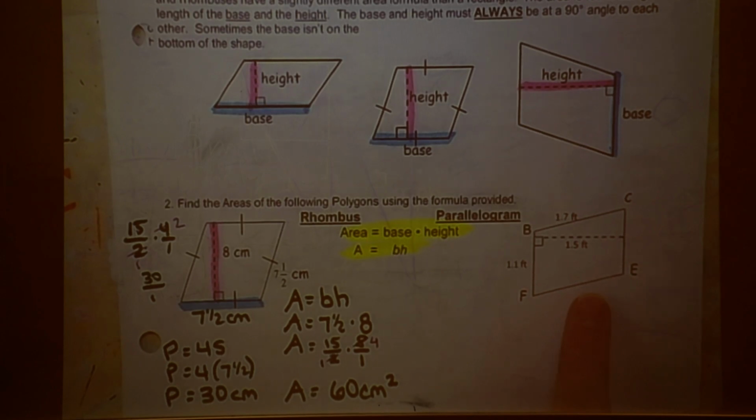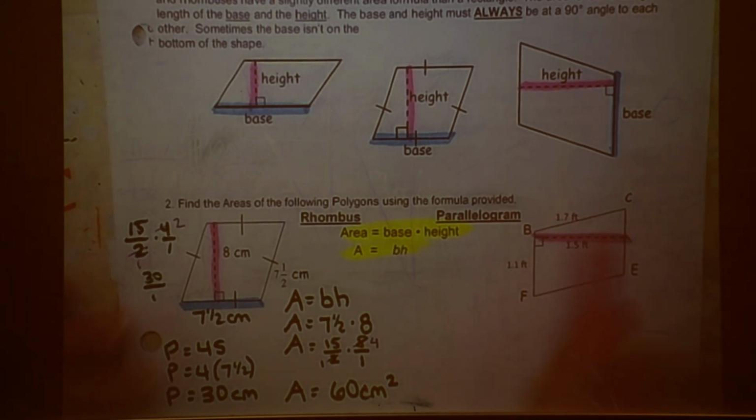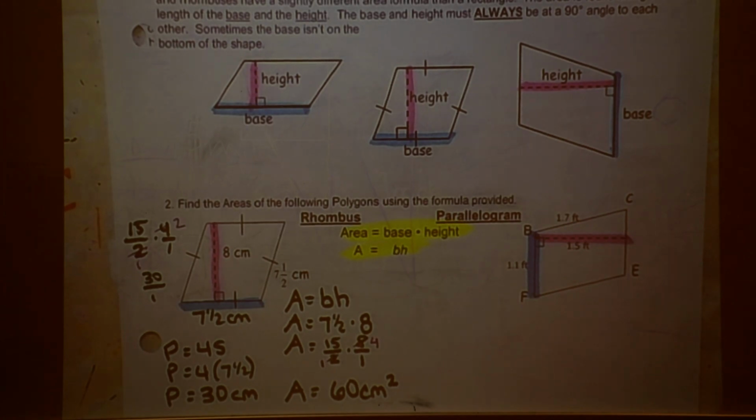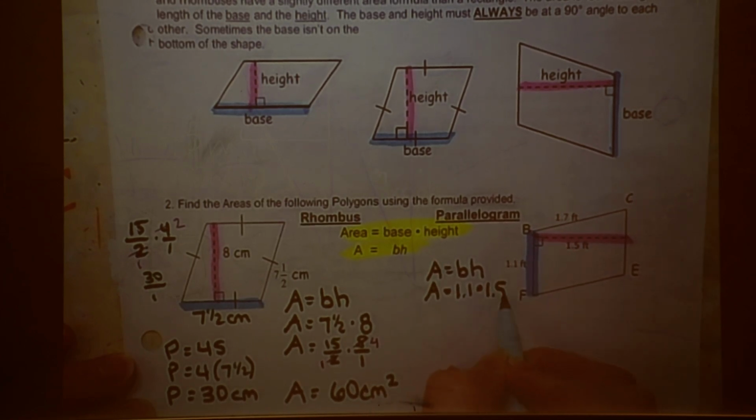You'll notice over here, look for that little right angle symbol, look for that dashed segment. If that dashed segment is my height, and I'm looking for the base to be at a right angle, this one is going to be sort of sideways for us. Still the same formula, area equals base times height, lowercase b and h. Area equals a base of 1.1, a height of 1.5.